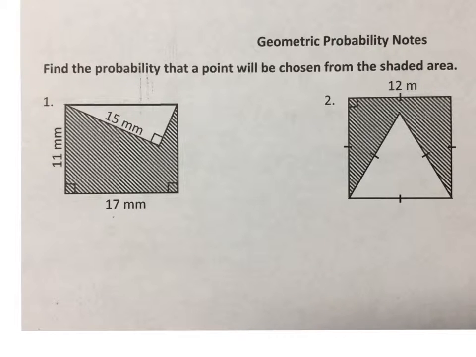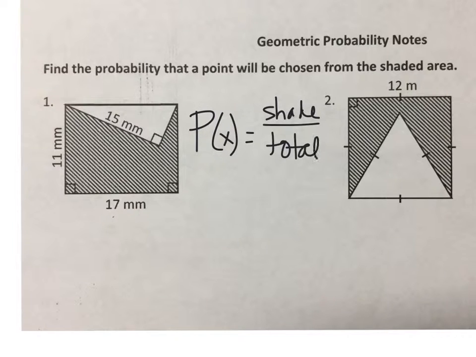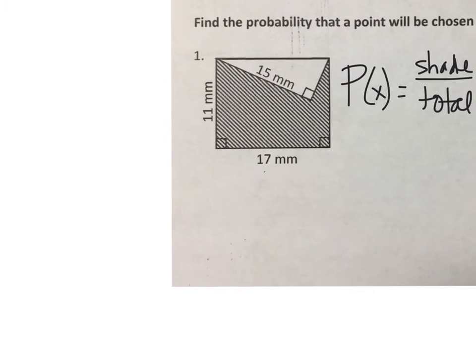So to do that, we need to find two areas. That is the probability of the shaded area over the total area. Okay, so if we compare the shaded area to the total area, that will give us a decimal, which we can then multiply by 100 in order to turn it into a percentage. Okay, so there's two areas we need to find.